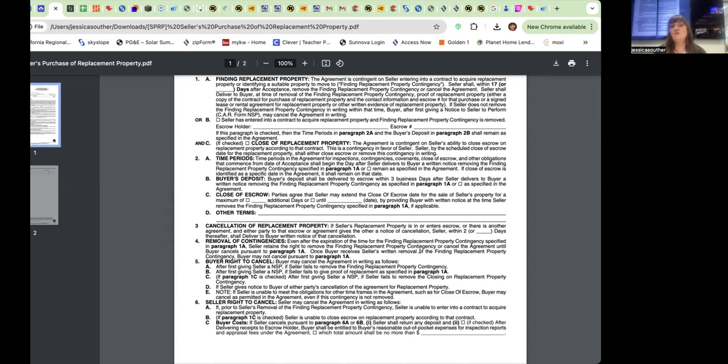Okay, so item 3 here kind of goes into more explanation of why they have it written that way. Cancellation of replacement property. If seller's replacement property is in or enters escrow, or there is another agreement and either party to that escrow or agreement gives the other notice of cancellation, seller has 2 days thereafter to deliver to buyer written notice of that cancellation. Okay, that was a lot of wording.